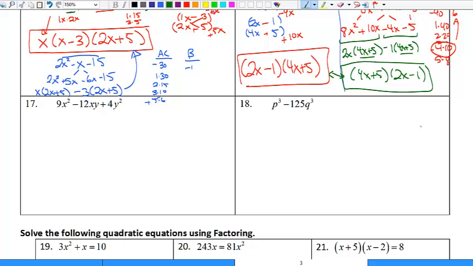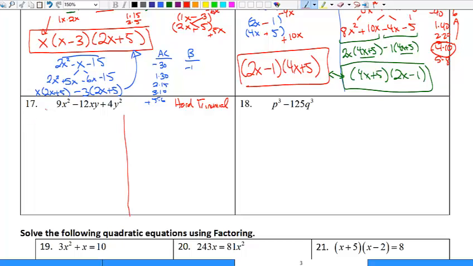For the next problem, no GCF again. 9, 12, and 4 don't have a GCF, and neither do the x's. The only difference here is that we have y's in there, okay? So again, this is a hard trinomial, which means I have to do it 2 different ways, and you just pick the one way you like.